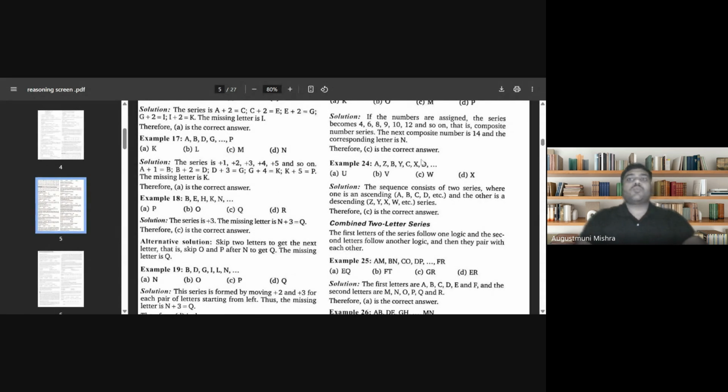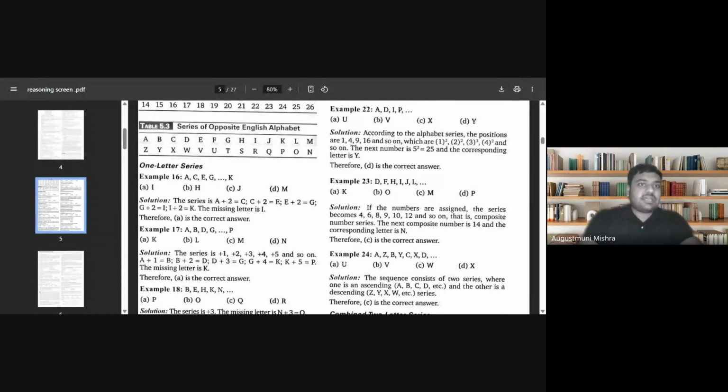A, Z, B, Y, C. Okay. I think you can understand this pattern because it is very easy. A is the first letter and Z is the last one. B is the second letter and Y is the second last one. C is the third letter and X is the third last letter in the alphabet series. So after D, what will be the answer? That is W, because D is the fourth letter and W is the fourth from the last. So I think with the help of this you can solve the question.